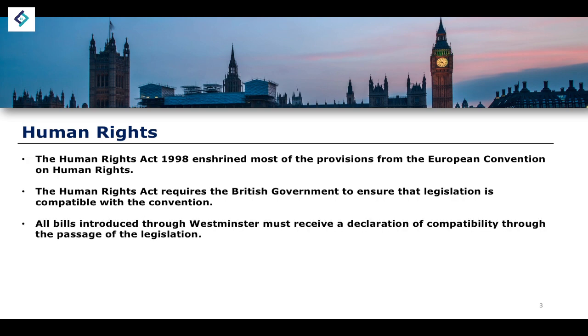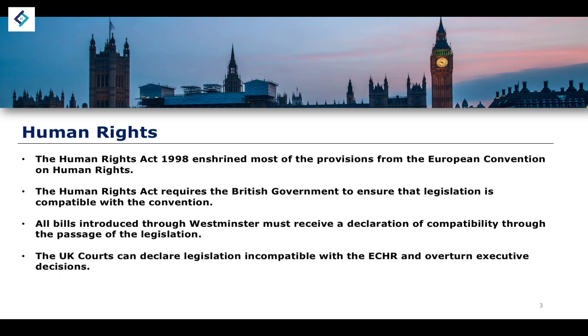All bills introduced through Westminster must receive a declaration of compatibility through the passage of said legislation, and UK courts can declare legislation incompatible with the European Convention and overturn executive decisions. And by European Convention, I'm meaning more specifically within the Human Rights Act, because the European Convention itself applies its legal precedent differently to the way in which the Human Rights Act operates.